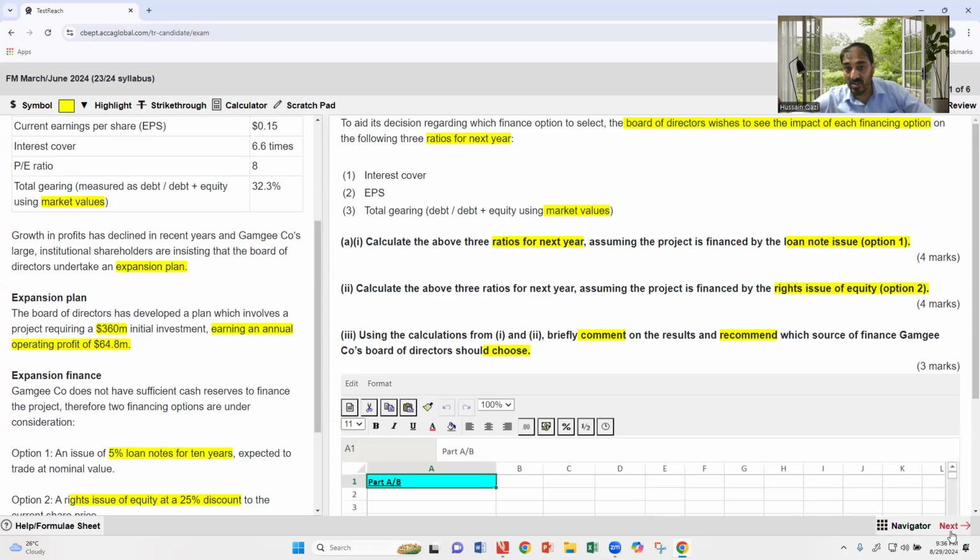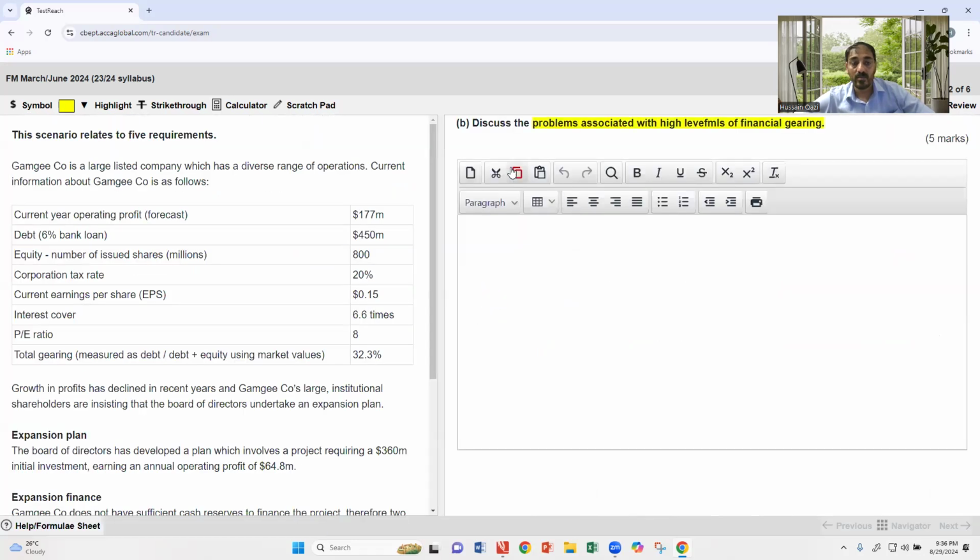Okay, what about the next one? Discuss the problems associated with a high level of financial gearing. That is a 5 marks question.